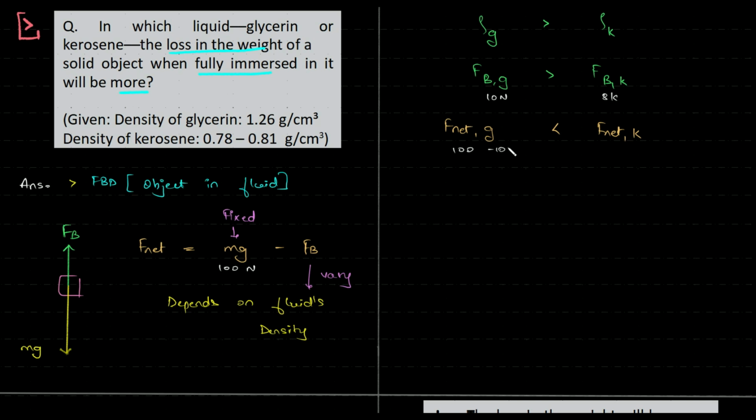100 minus 10 obviously is smaller than 100 minus 8. So what can you conclude? We can conclude that the loss of weight of the object in glycerin is more than the loss of weight of the object in kerosene. You guys agree with this? Yes, right? I hope I made it very clear. So this would be 10. The loss of weight over here is 10 and the loss of weight over here is 8 N. That's it. As simple as that.